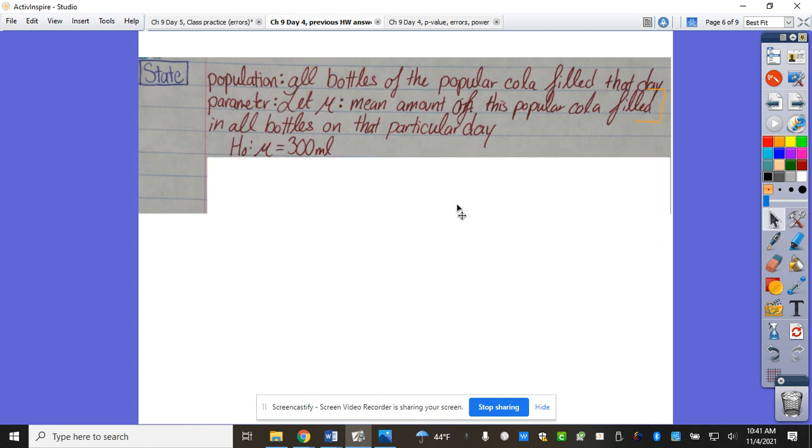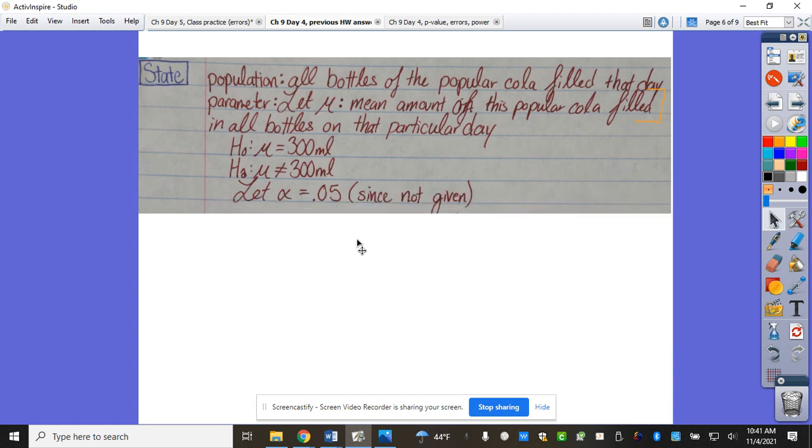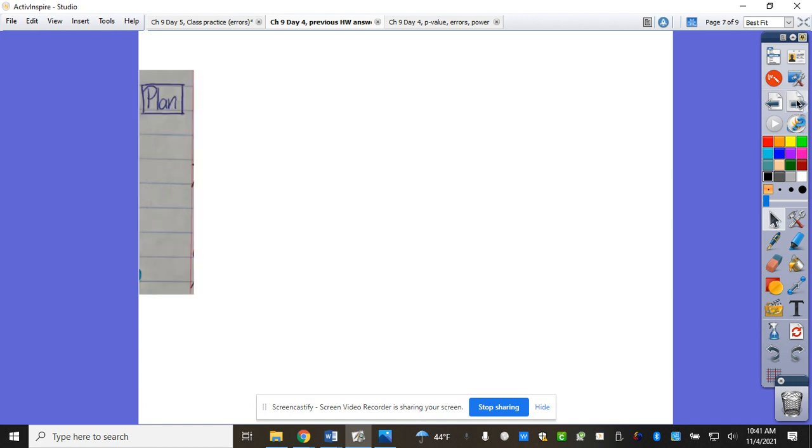So our null hypothesis is that mu equals 300 milliliters. Our alternative is that mu is not equal to 300 milliliters. It did not give us an alpha, so by default we use 0.05. I think I talked about this in class yesterday. I tend to write "since not given." I'm not going to count off if you don't write that, but I just tend to basically say, hey, I looked for it and I didn't find it, and that's why I chose this.